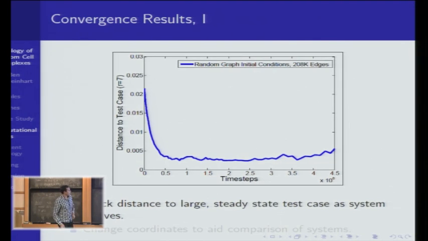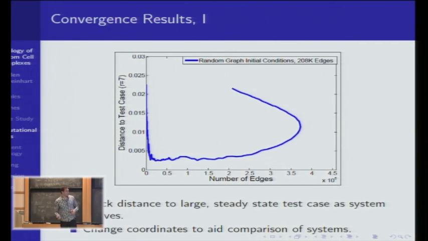Okay, so we're looking at the distance to the test case as the system evolves. Now, a problem is the time step isn't really a universal system of measure. Some initial conditions may evolve more rapidly than others. So what we're going to do is change the coordinates so we can compare different systems.